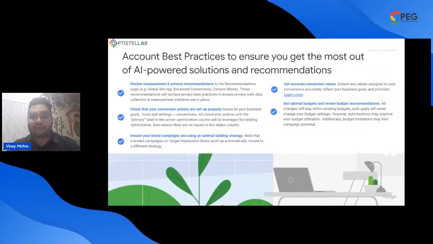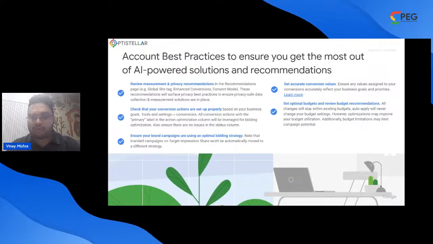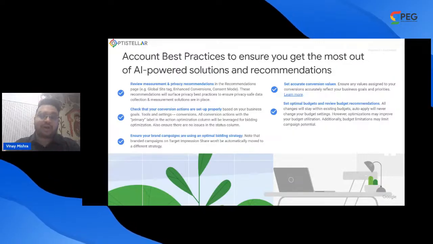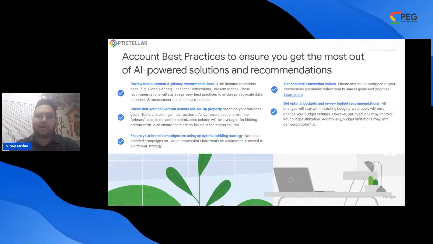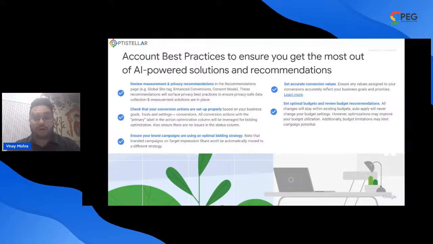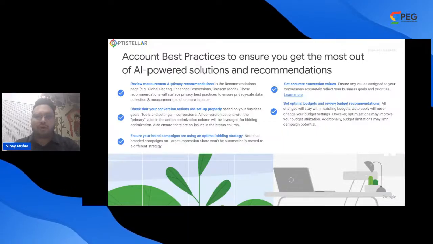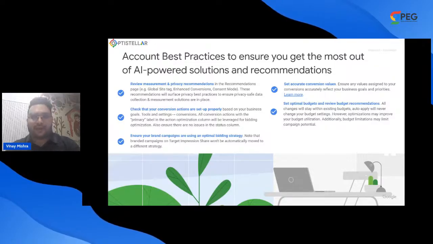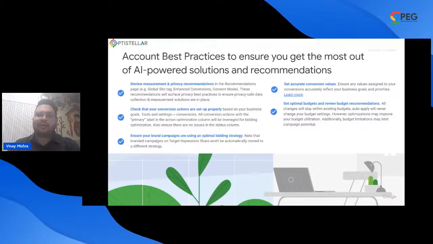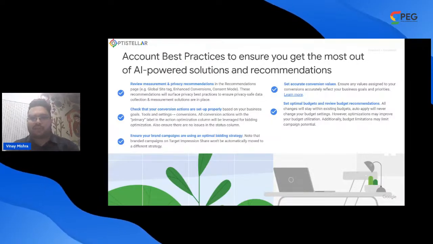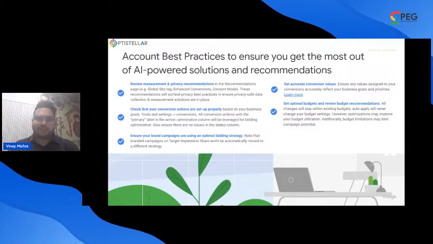And set your accurate conversion values. It is important to track and reflect what exactly you're getting out of the business, right? As I've mentioned, along with the importance of setting up conversions properly, it is also part of it that the values are aligned accurately. That's how it will help reflect your business goals, and the system can accordingly set up your priorities. And with all of it, it is also important to set optimal budgets and review budget recommendations.